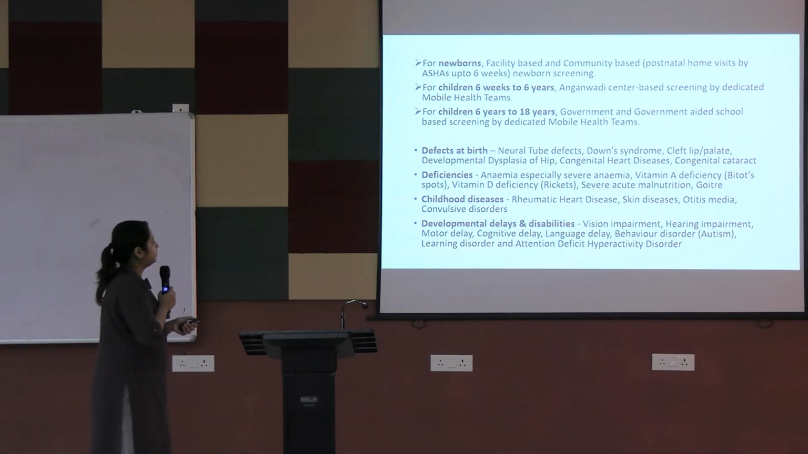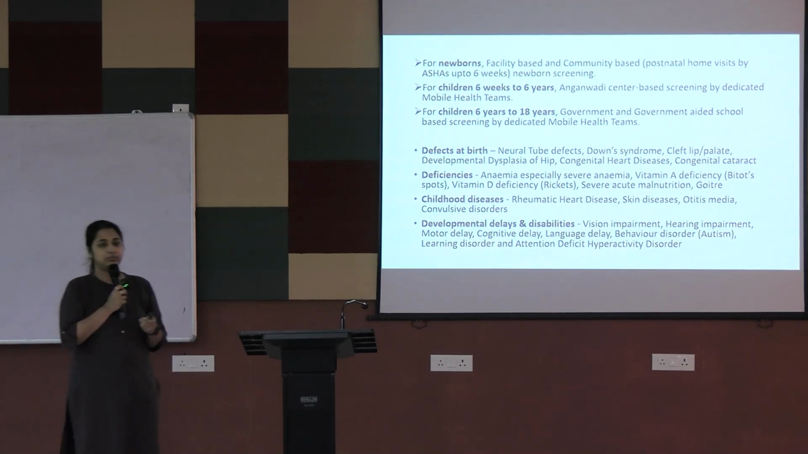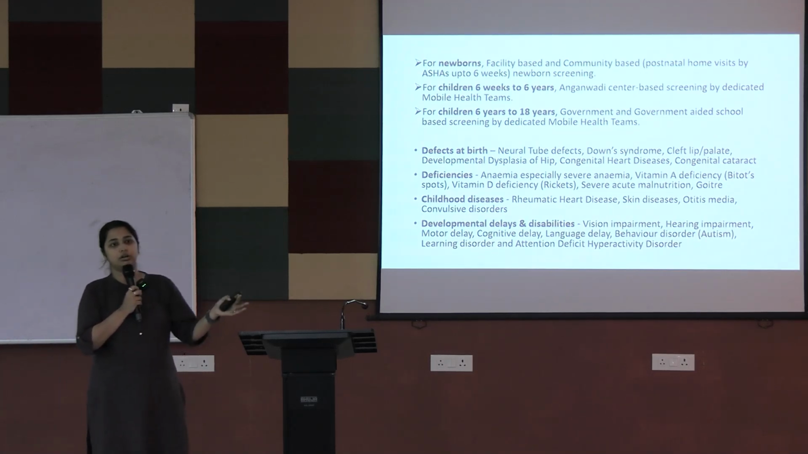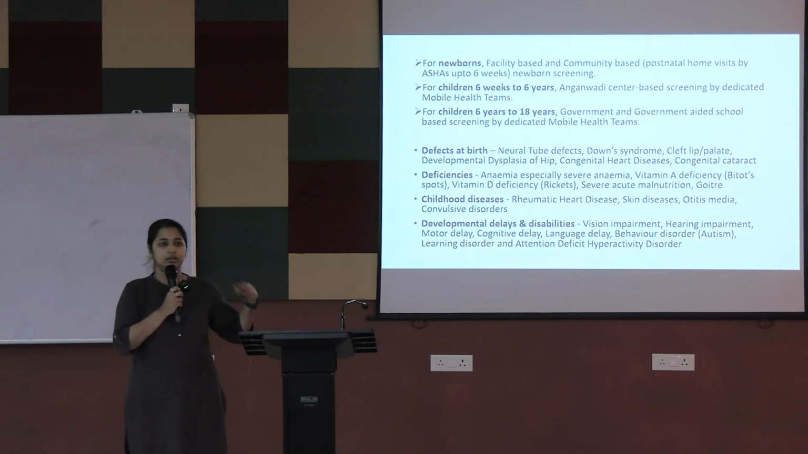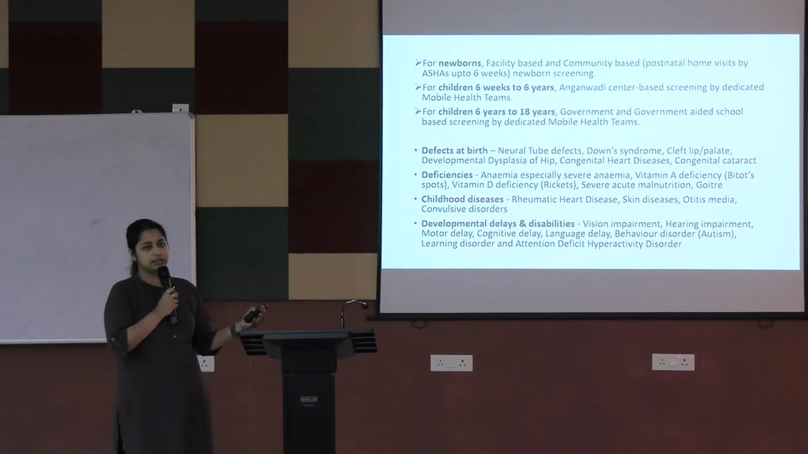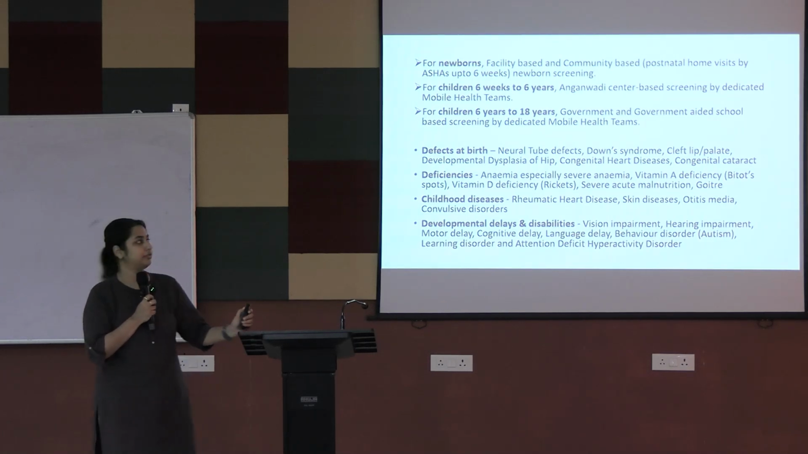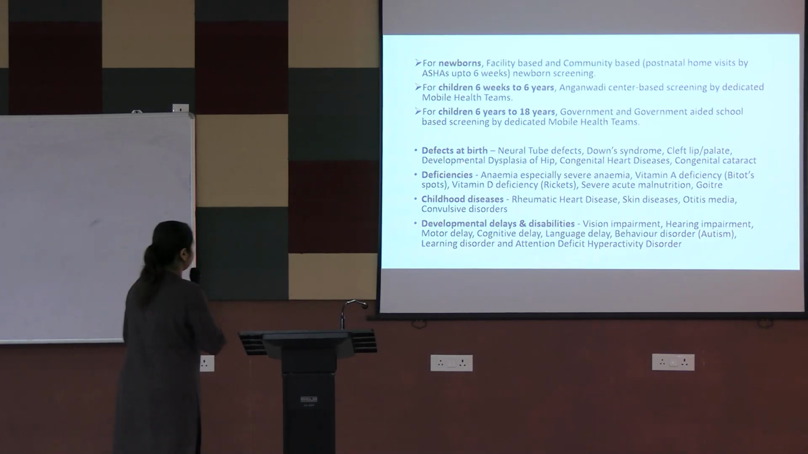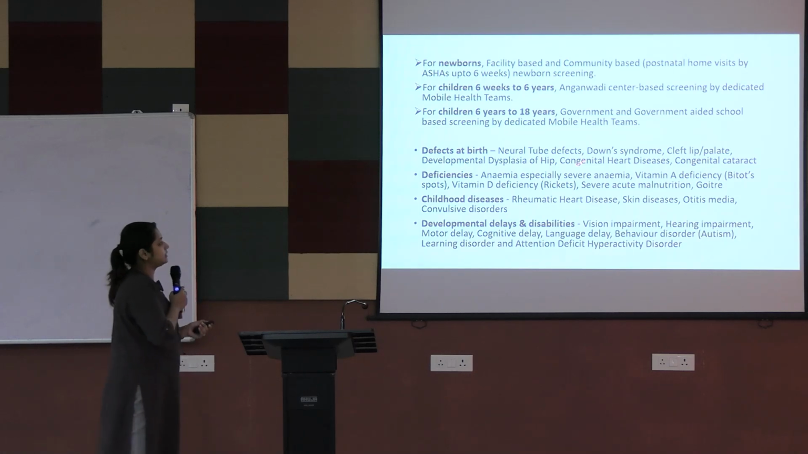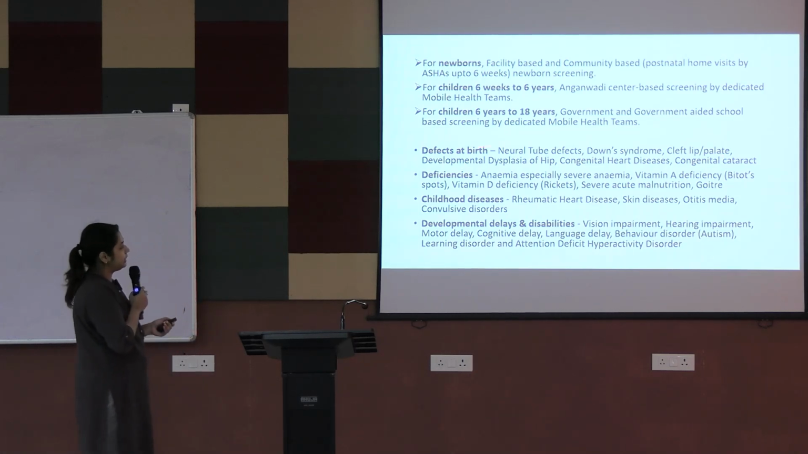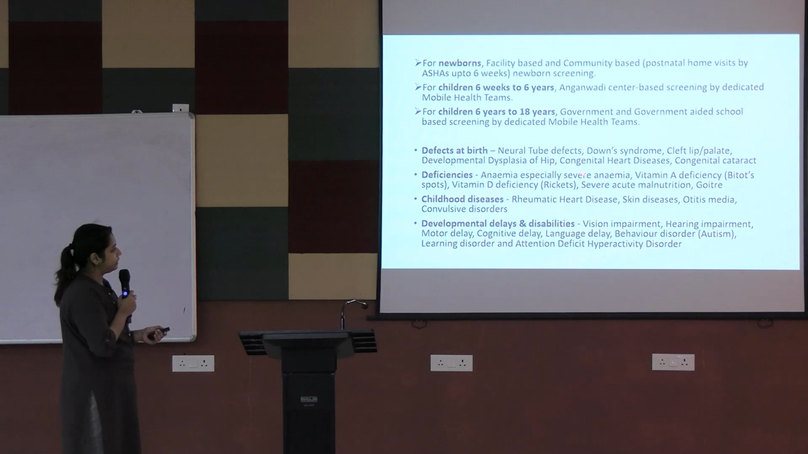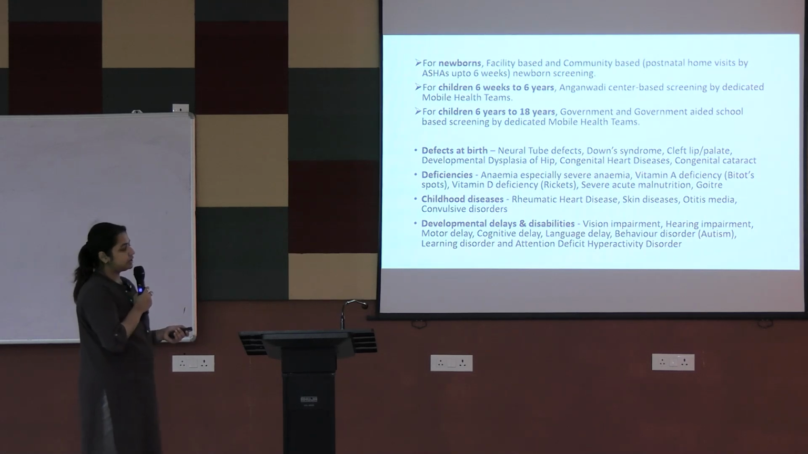Okay. So all these mobile health teams, in the newborn and the postpartum stage, the screening by the health workers should detect the disease in the child. So what are the diseases? The defects cover the neural tube defects, Down syndrome, cleft lip or palate, developmental dysplasia of hip, congenital heart disease, congenital cataract, etc.